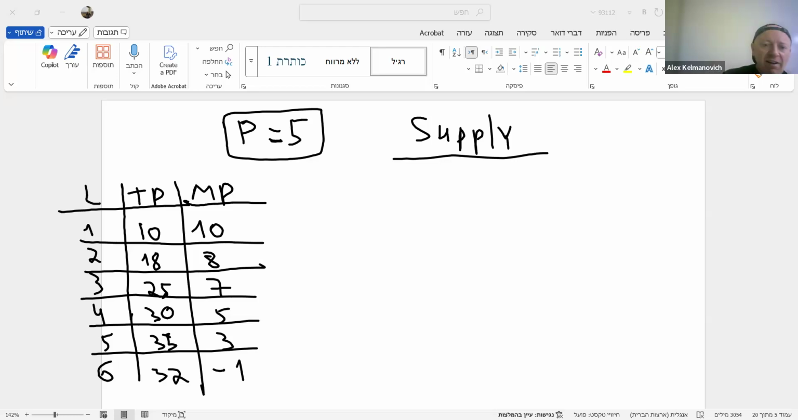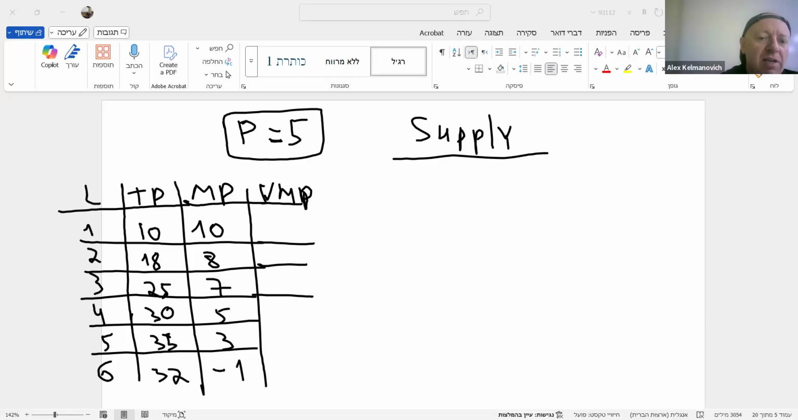Okay. So if the market price of a donut is 5 shekels, I can calculate the VMP, right? The value of marginal product, as we did before. So we just multiply it by 5 shekels and we get these numbers.